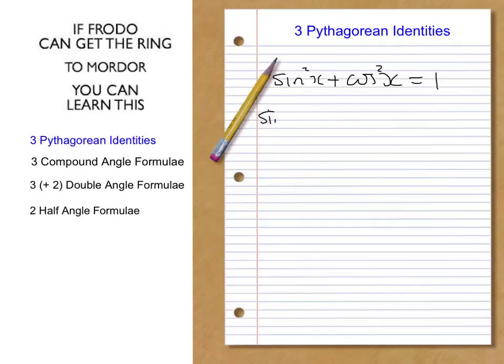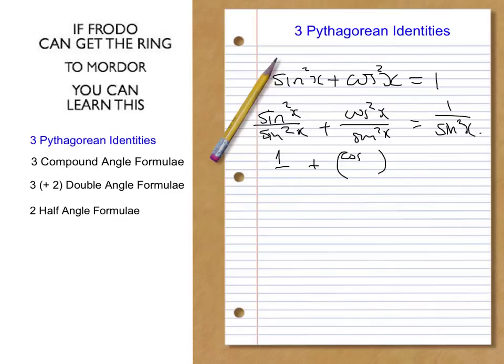Okay, now what we're going to do is take that and divide everything by sine squared x. So sine squared x over sine squared x plus cos squared x over sine squared x equals 1 over sine squared x. So obviously we've got 1 plus, and here we've got (cos x over sine x) all squared equals (1 over sine x) all squared. And you should know already now that cos over sine is 1 over tan, which is cot x, and that's being squared, and 1 over sine squared is cosec squared.